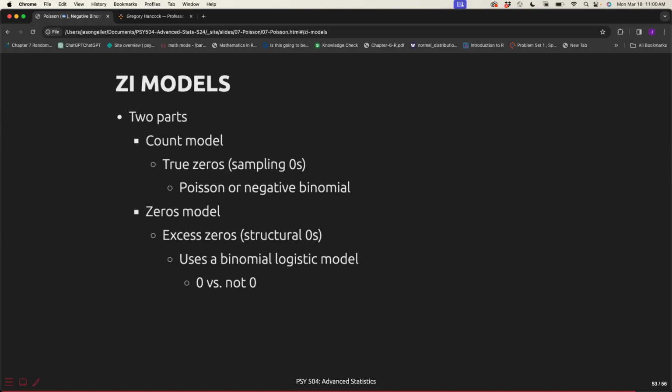The second part is a zeros model. And this model is excess zeros or structural zeros. So these are the zeros that are non-random. These are zeros that are a part of your actual data that we might need to account for. And for this part of the model, we use a binomial logistic regression where we model a zeros group. So individuals that always have a zero versus not zero, right? So we're looking at a zero group versus a not zero group. And we're looking at different predictors that will predict whether you always show zeros or you don't show zeros, right?